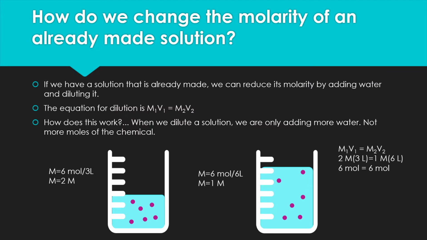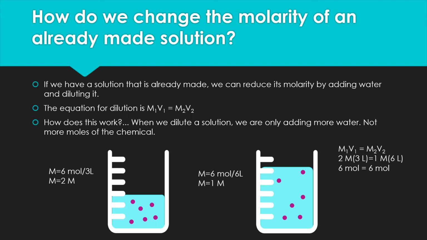So how do we change the molarity of a solution that we've already made? If we have a solution that's already made, we can reduce its molarity by adding water and diluting it. It's harder to concentrate a solution. We can by evaporating water, but it's a little less exact, a little harder to do. So typically we only dilute solutions. The equation for dilution is M1V1 equals M2V2. So what does that mean? Well, it's molarity times volume 1 equals the molarity times the volume 2.